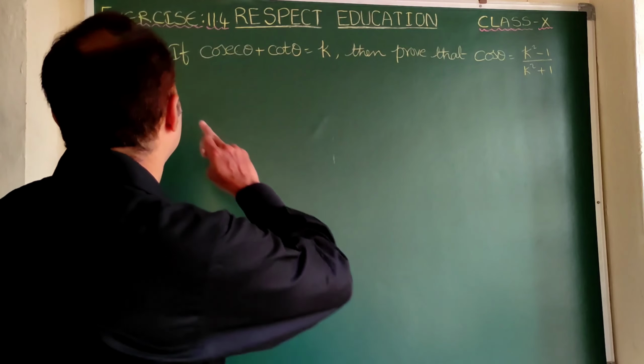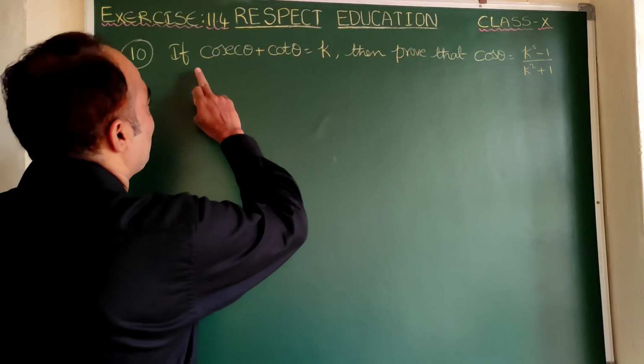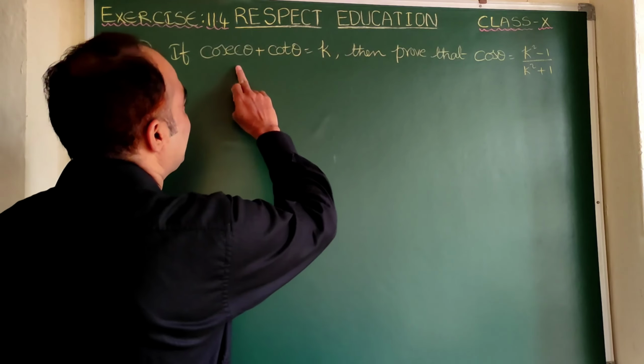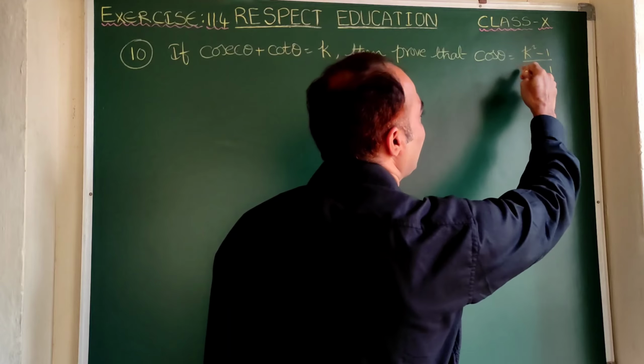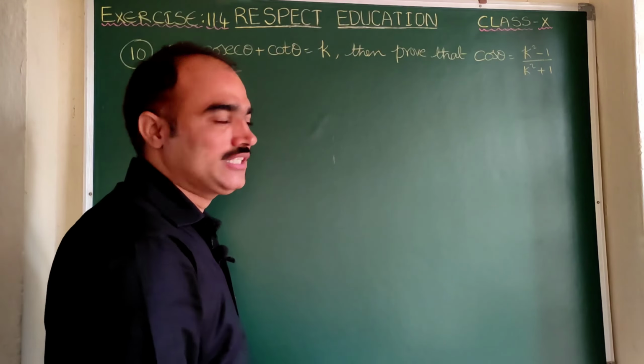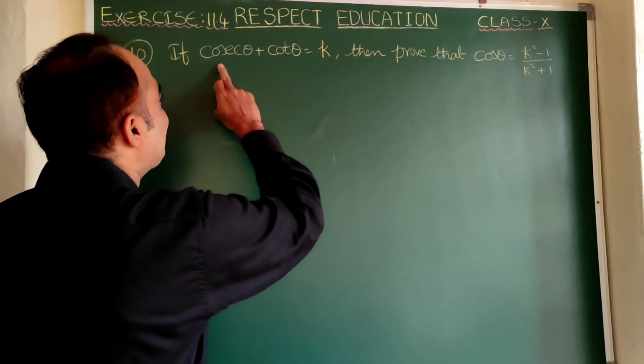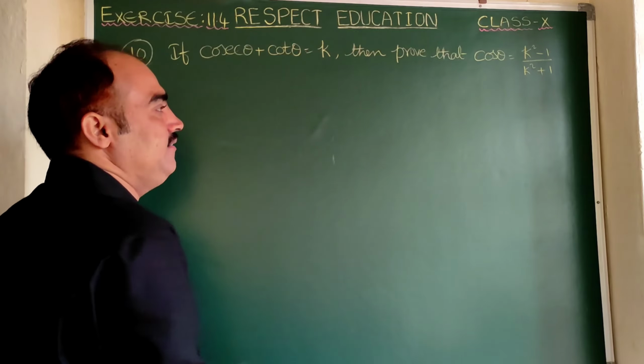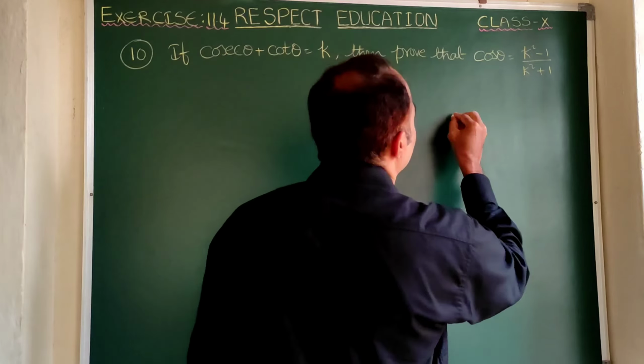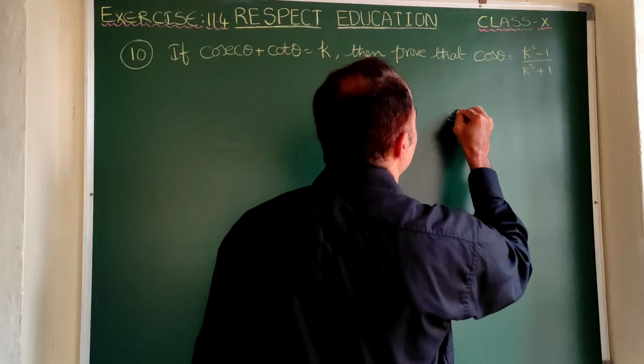Now we see question number 10. If cosecant theta plus cot theta is equal to k, then prove that cos theta is equal to k square minus 1 by k square plus 1. Here this is the if condition. It can be used completely. So let us start the problem here.